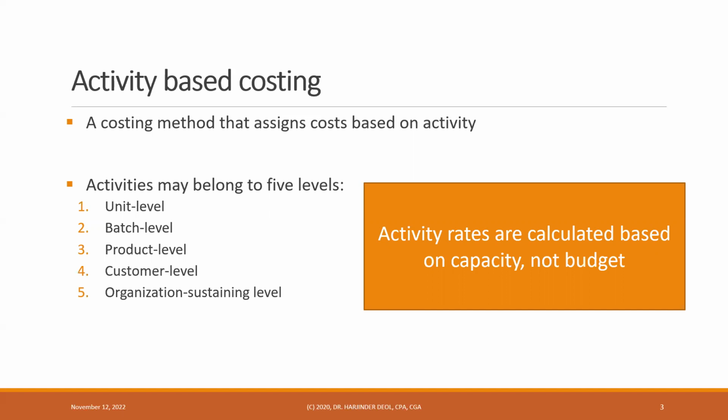And that is different from, say, job order costing, where we calculate a predetermined overhead rate by dividing estimated manufacturing overhead by the budgeted level of the cost driver, such as direct labor hours, etc.